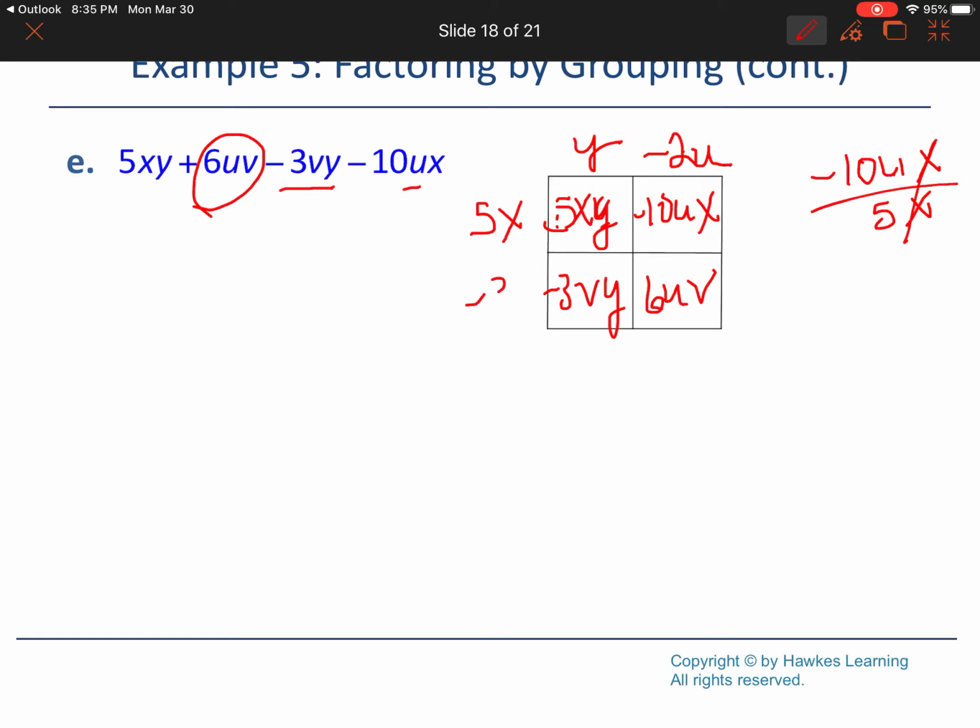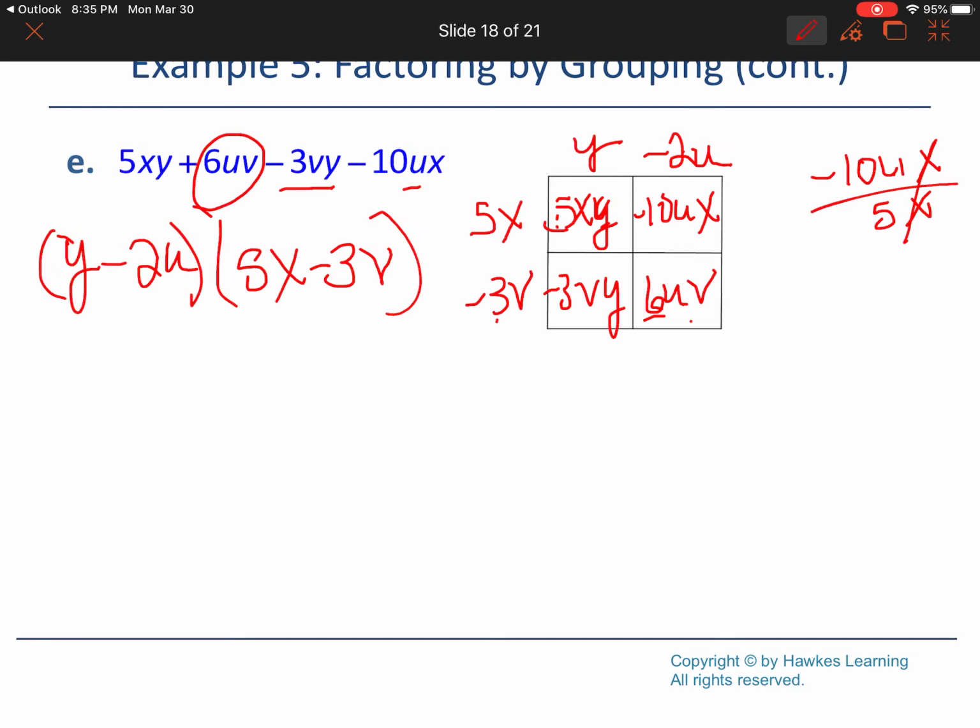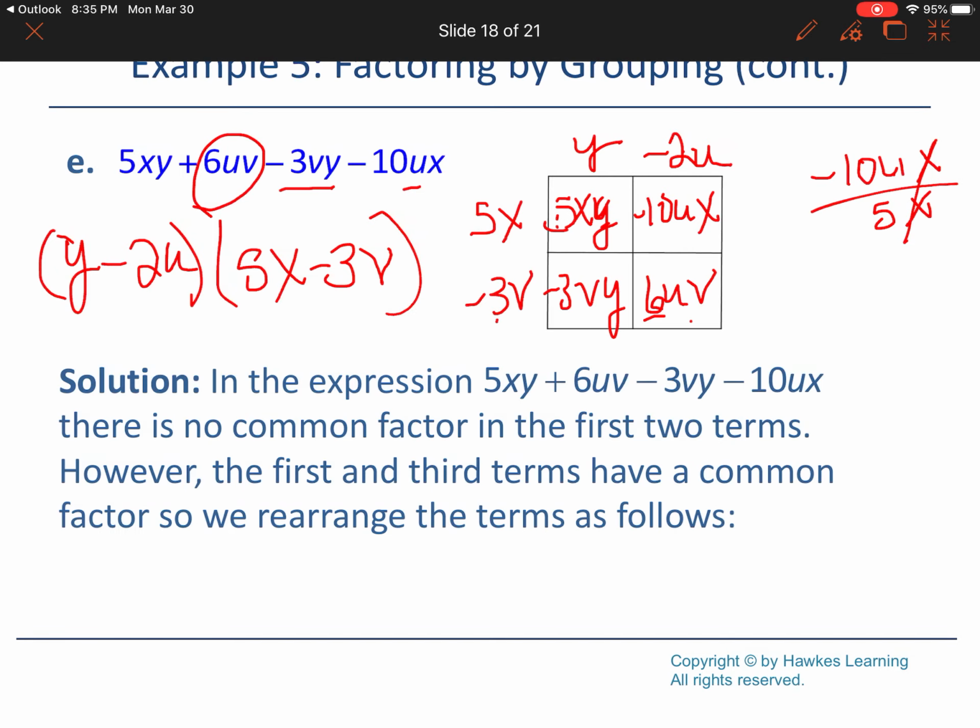Now, I have a y here, so from this negative 3vy, I need everything else besides the y. So this is going to be negative 3v. So here's the big test. We've got to multiply these together and see if we get the last number. But we have negative 3v, negative 2u. So multiply the negative 2 and the negative 3, and we get that positive 6. And we have a u and a v. So it worked. This factors to be y minus 2u and 5x minus 3v.